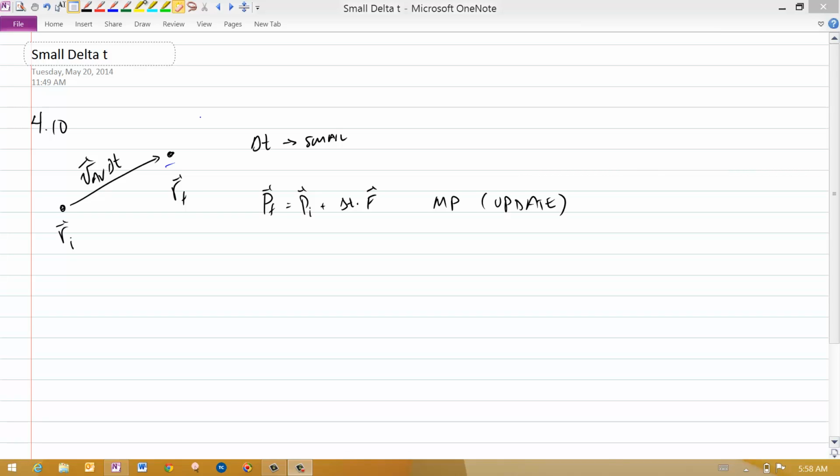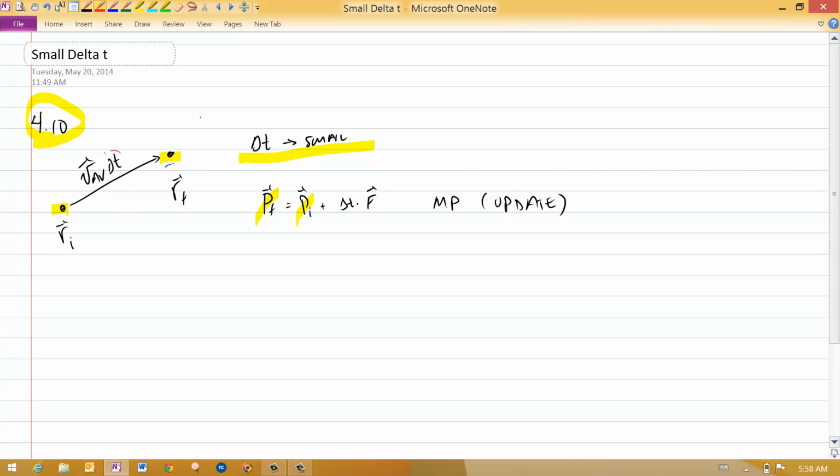Now I want to talk about Chapter 4, Section 10. This is what the momentum principle looks like when delta t becomes very, very small. If delta t is very small, then R initial and R final will be very close to each other, and P final and P initial will be very close to each other. The update forms are not the most convenient forms for both position update and momentum principle update to understand what's going on.